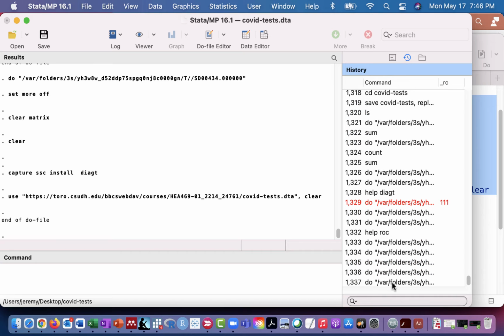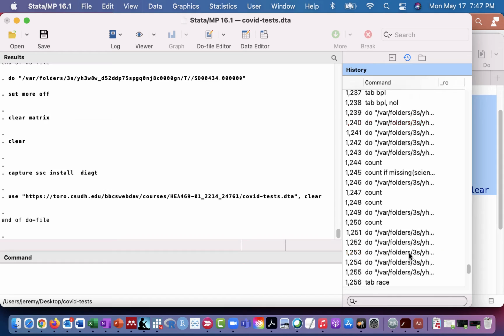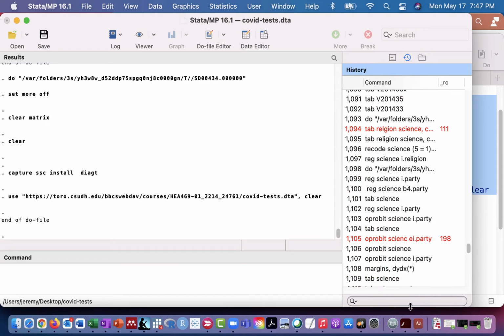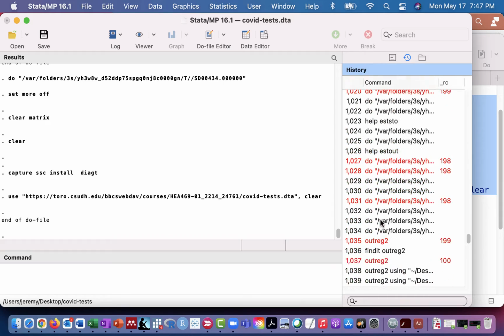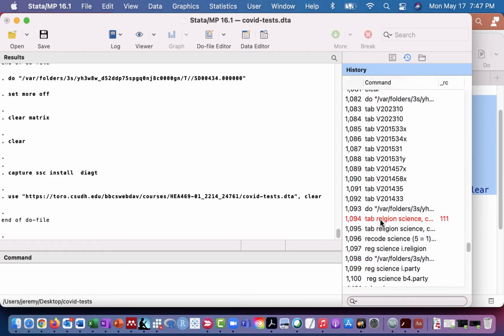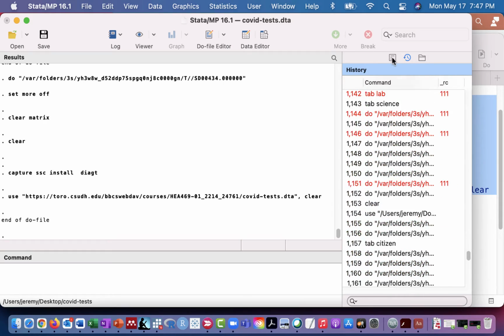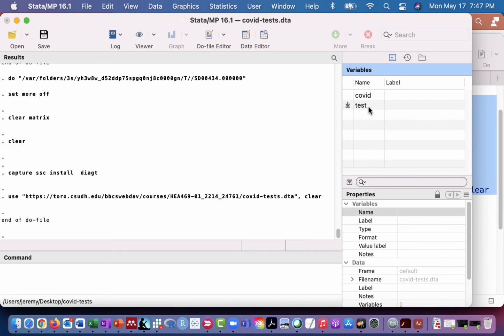The clock, that's the history button. So that shows things that gave me error messages are in red. You get error messages all the time. It doesn't matter, no harm done. But it does put them in red, so you know that it would give you an error if you tried to do it because there was a typo or for whatever reason. And the list of variables here shows the different things in the data set. Here we just have 2, COVID and test.